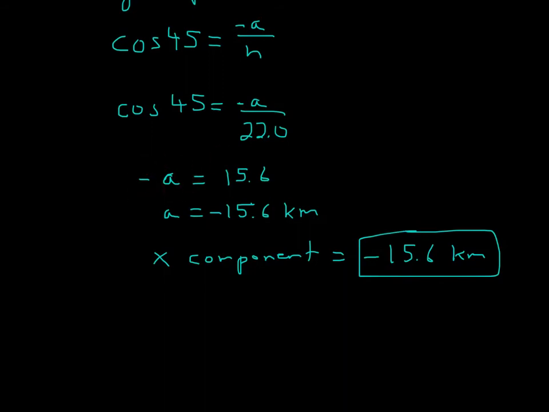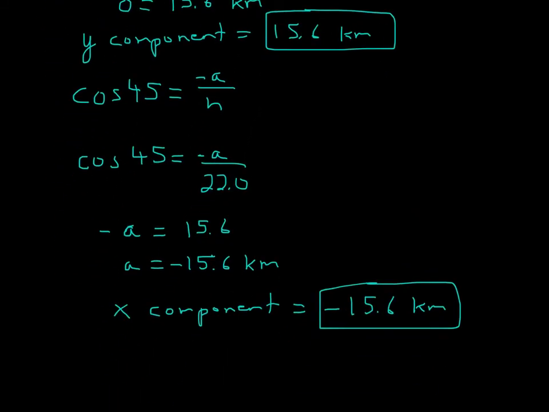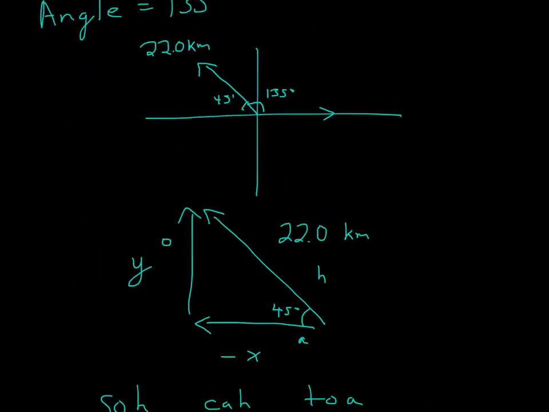But if the negative is confusing you, don't worry about it. Just at the end, you can figure out if it's negative or positive. For example, right now the x component is negative because it's on this side. But if the x component was on this side, then it would be positive. So at the end of the problem, just check which side it's on, and then put a positive or negative sign to indicate if the x or y component is positive or negative. I hope that helped, and thanks for watching.